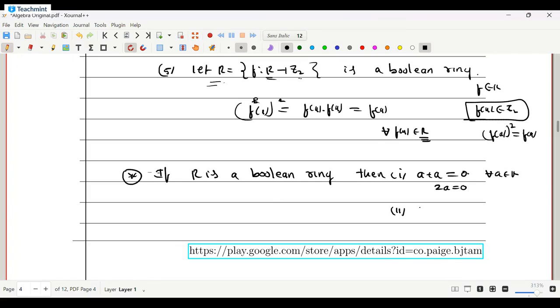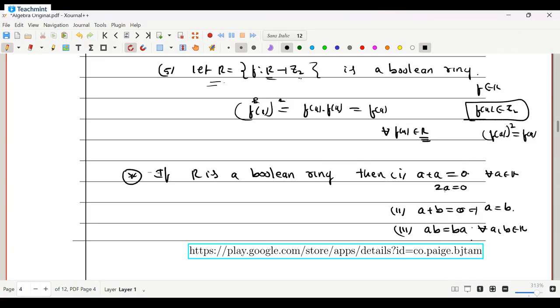And number 2, a plus b is equal to 0 అయితే then a is equal to b, sir. And number 3, ab is equal to ba, sir. This is true for every a, b belongs to R. So that means every Boolean ring, characteristic 2, a plus b is equal to 0 అయితే a is equal to b, every element has a self inverse with respect to addition. And ab is equal to ba for every a, b belongs to R అంటే R is a commutative ring, sir.